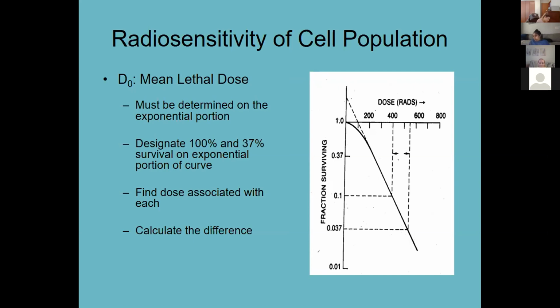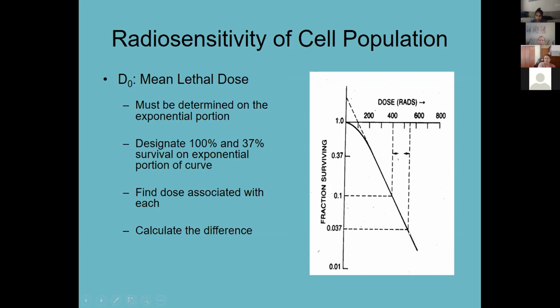In order to do that, we have to work on the exponential or straight line portion of the curve. The slope of a sigmoidal cell survival curve is not constant. So it won't work if we try to do it on an upper portion of the curve. So we always have to make this determination on the straight line portion.